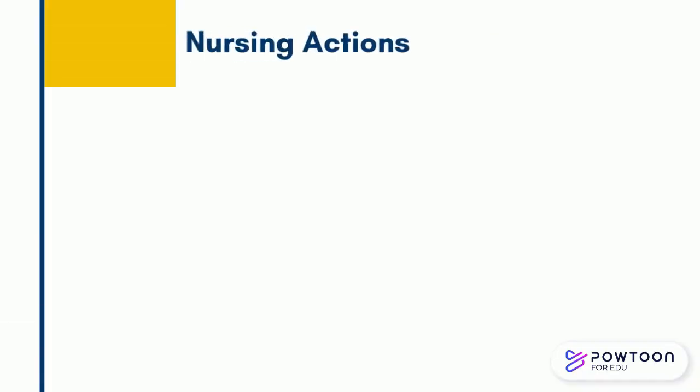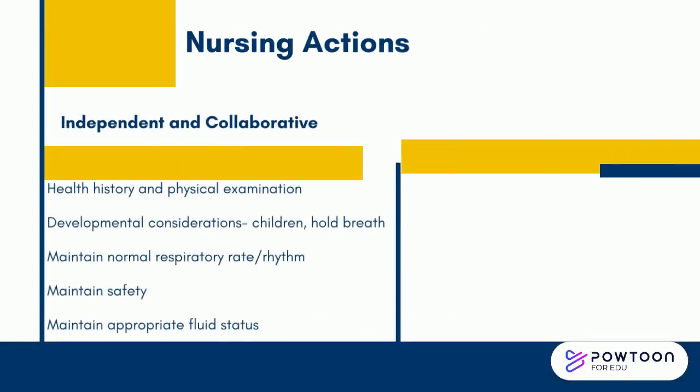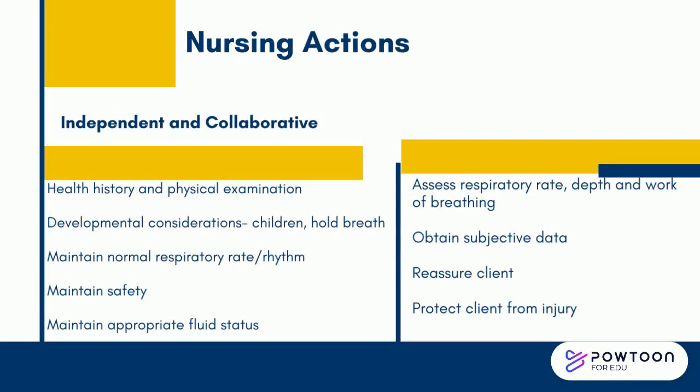With respiratory alkalosis, our nursing interventions are really going to revolve around trying to maintain a normal respiratory rate or address what's causing the abnormal respiratory rate.